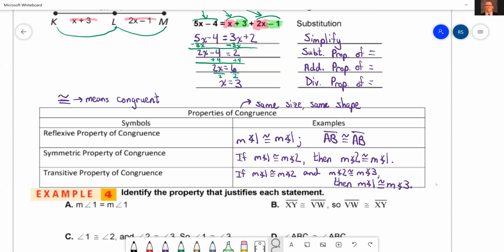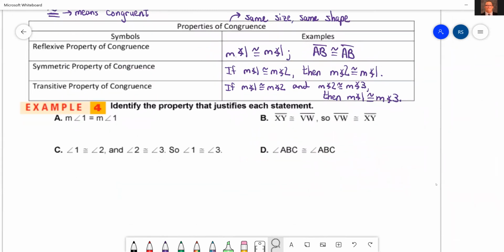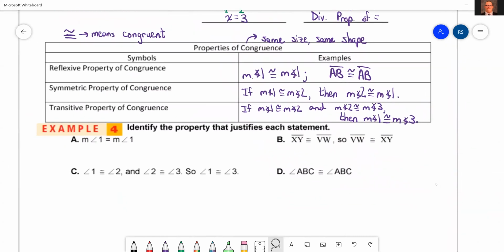Okay. Last example. They want us to identify the property that justifies each statement. So the first one, the measure of angle 1 equals the measure of angle 1. Which one has it to where they're the same on both sides? The reflexive property, that's good.